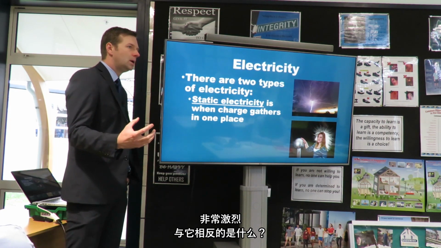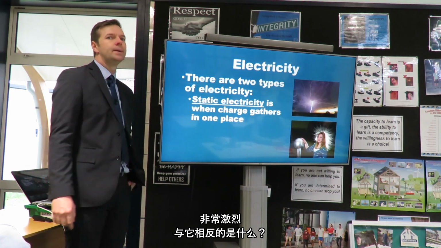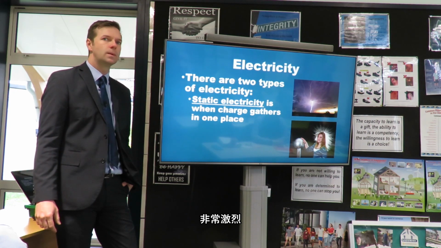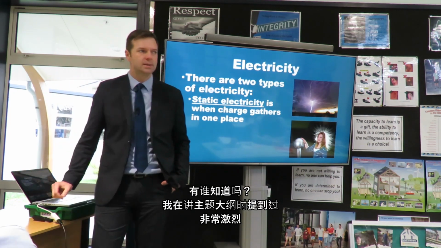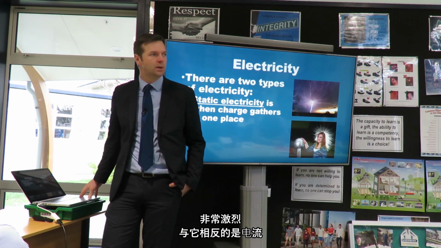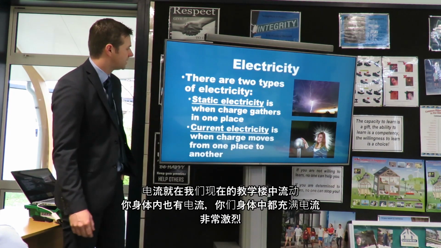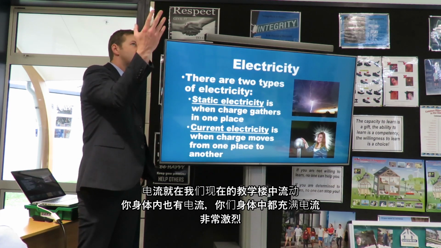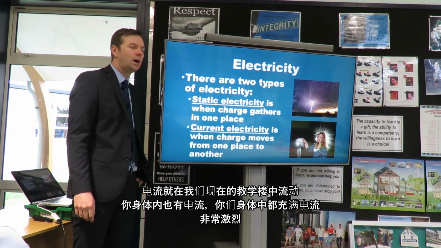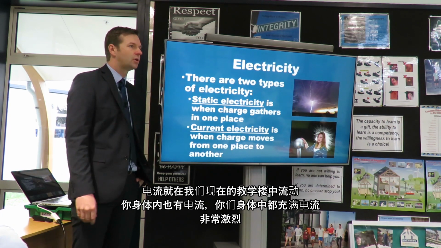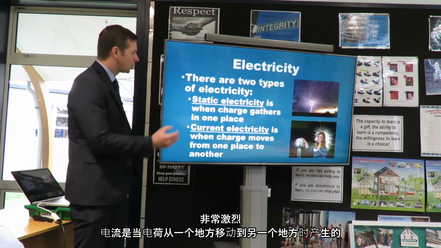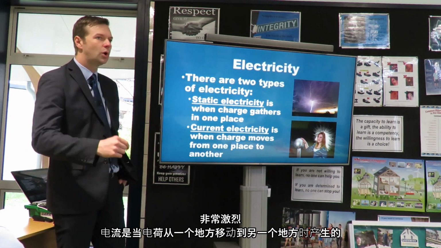What's the opposite of that? Any ideas? I mentioned it already in the topic outline that we did. The opposite of that is current electricity. So current electricity flows. We're experiencing current electricity right now in the wiring of this building. You, in a way, in your nerve cells have current electricity flowing through you. We're all electric, in a way. So current electricity is when charge moves from one place to another.